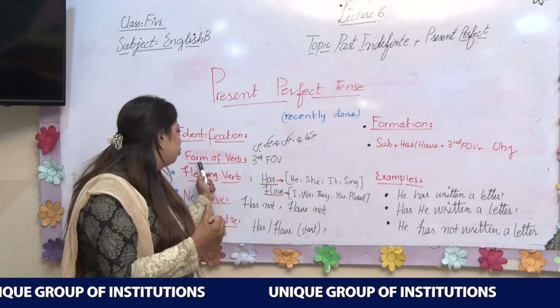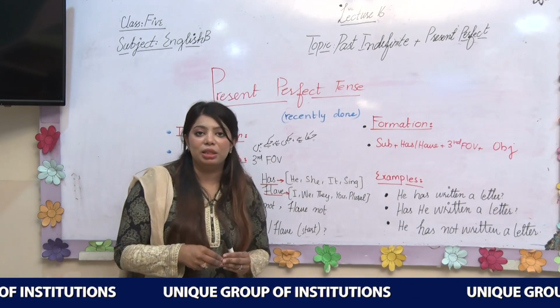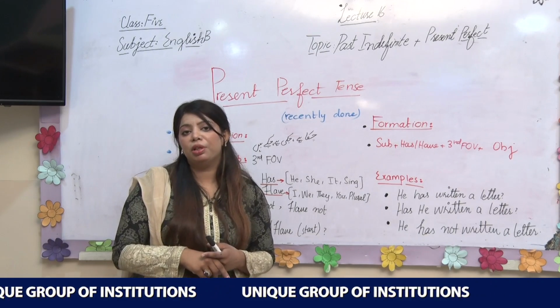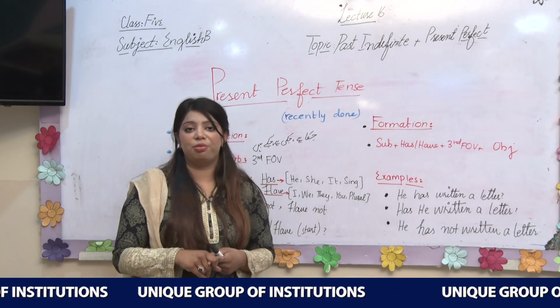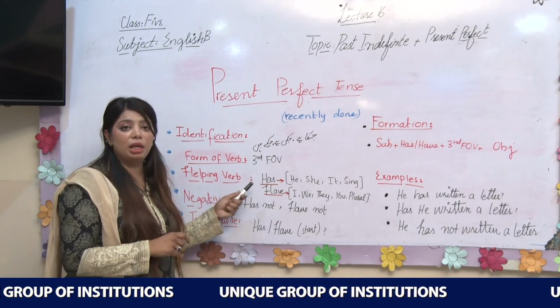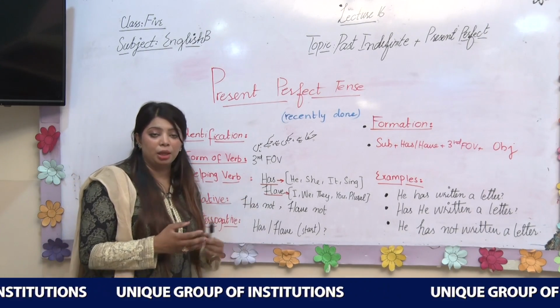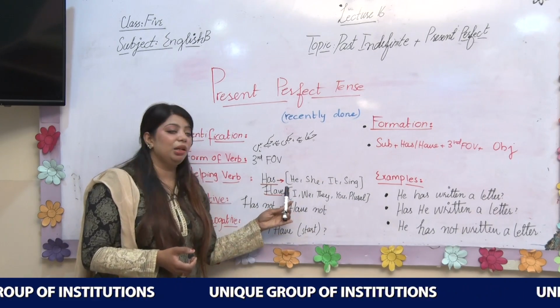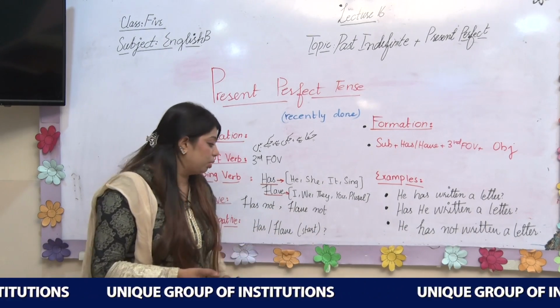Now let's move to the second, form of verb. In present perfect tense we are using the third form of the verb. Keep in your mind that we are using the third form of the verb in present perfect tense. Helping verb: here we are using has and have in present perfect tense. Has with he, she, it and singular, and have with I, we, they, you and plural as well.